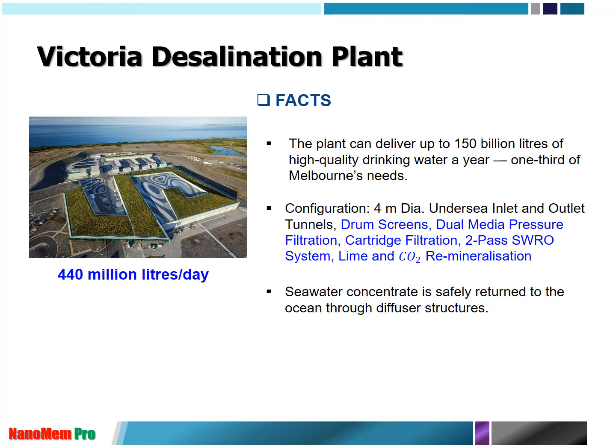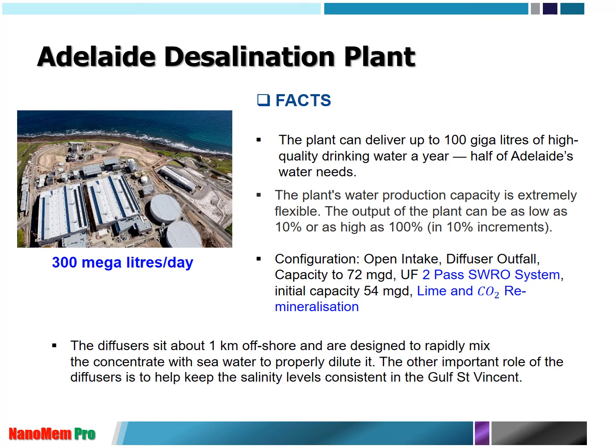Victoria, Melbourne is one of the biggest renewable energy operated desalination plants, at 440 million liters per day, and they have a very similar process: dual media filter, SWRO, lime, and CO2 remineralization.